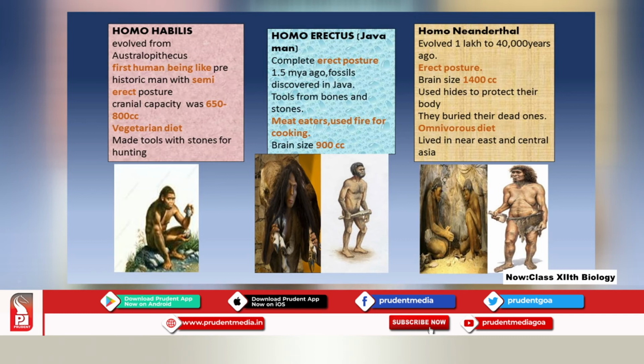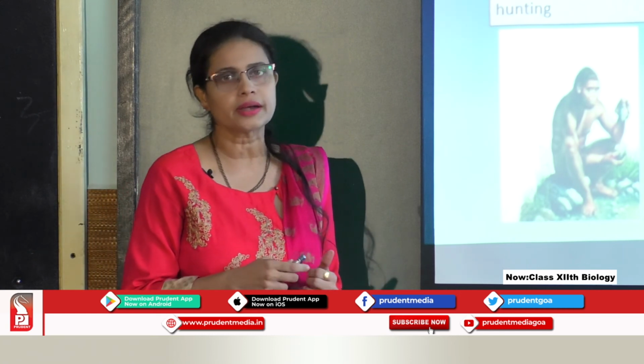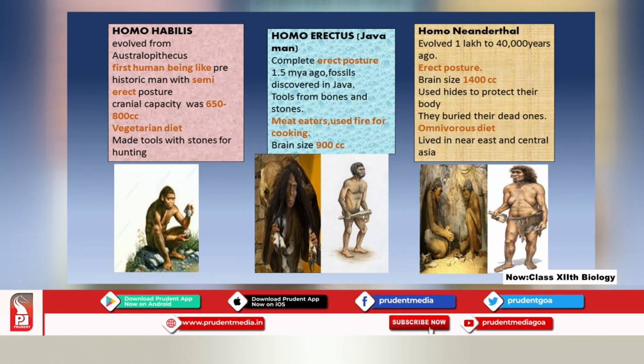Then came Homo neanderthalensis, or simply you can call it Neanderthal man. Why is it called so? The fossils were found in Neander Valley. That is why it is called Homo neanderthalensis. Evolved 1 lakh to 40,000 years ago. See the features. Erect posture, already it was there in erectus. So they also had erect posture. Brain size was quite large, so they must have been very intelligent. 1400 cubic centimeter. They covered their body. You can see in the picture, the body is covered with animal hides. They buried their dead ones. So looking at these two points, one thing is clear, some kind of religious practices had begun. Then they had an omnivorous diet and they lived near Eastern Central Asia.